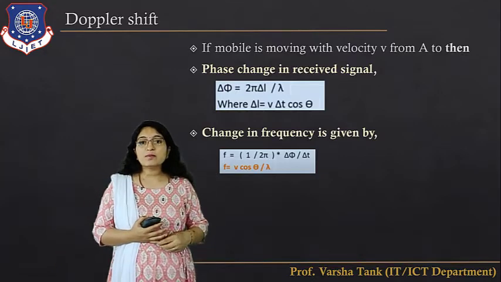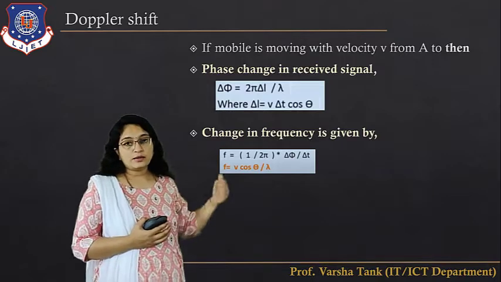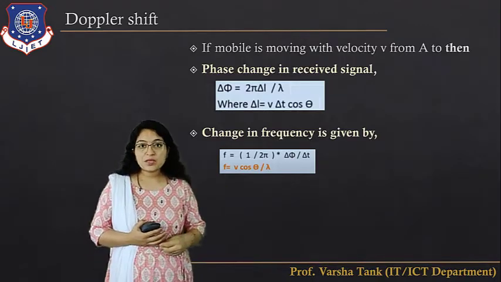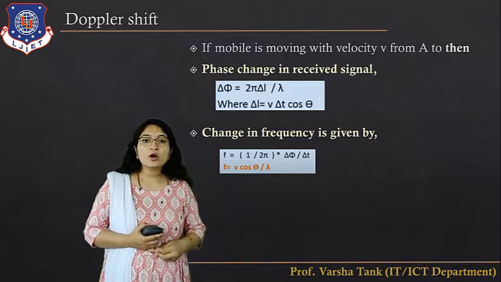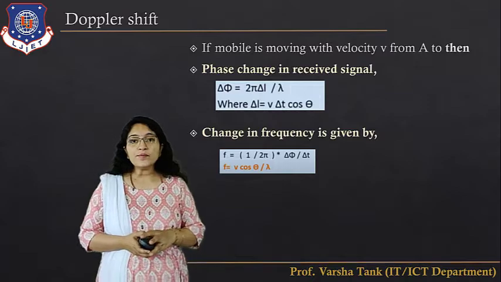Change in the frequency is given by f equal to 1 upon 2 pi into delta phi upon delta t. And here again f is equal to v cos theta upon lambda. So this is the Doppler shift formula.